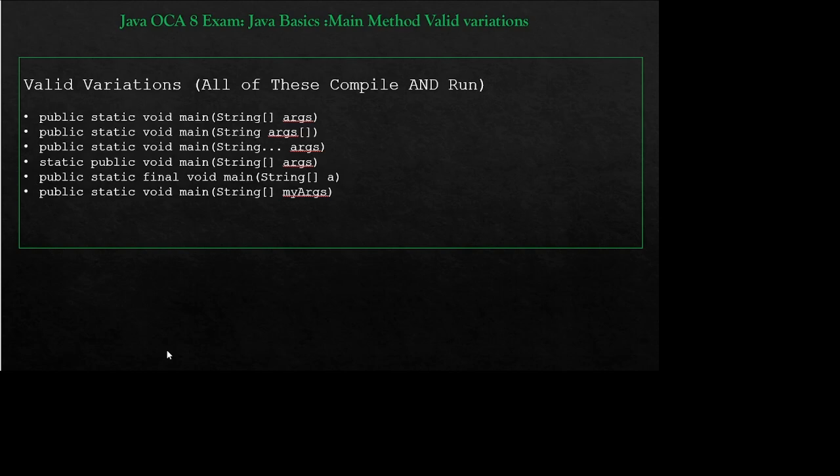Third one is public static void main, String, then args, right? So what is it? It is varargs basically. And then we have static public void main. So static before public is also okay. And then public static final void main, String, then a can replace args. It doesn't really matter what name you give. Java is not particular about what you call it, a. And then you can have a final also there.